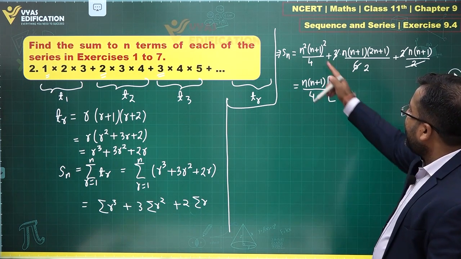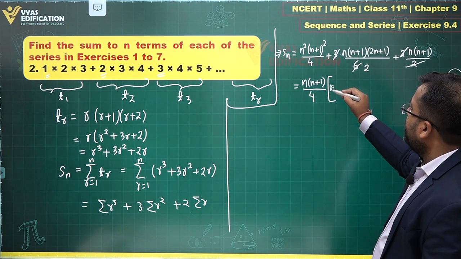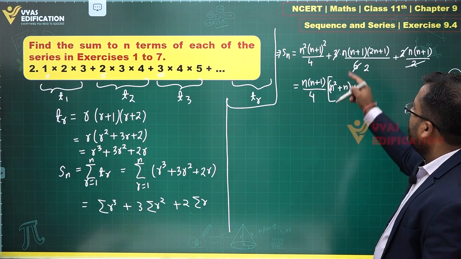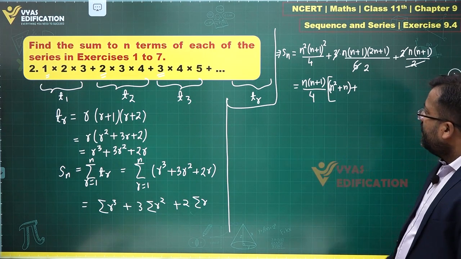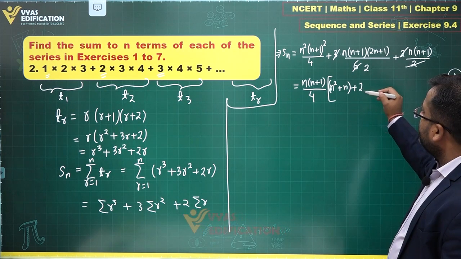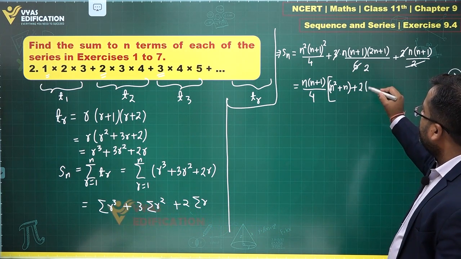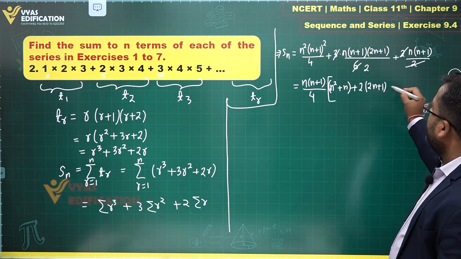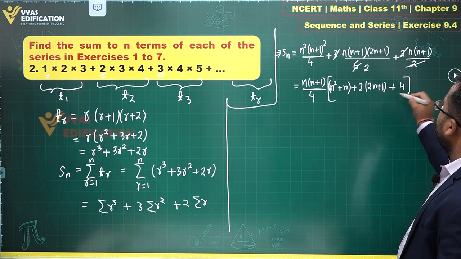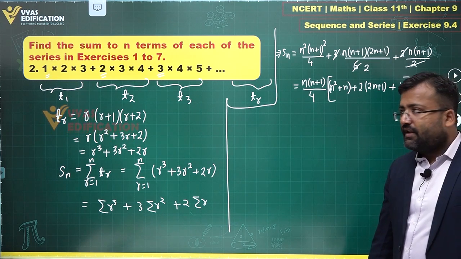What remains is n plus 1 from here, which is n square plus n. What remains from here? In the denominator you need to create 4, so you need to multiply with the 2 first of all. n plus 1 has gone, what remains is 2n plus 1, plus n plus 1 has gone, 4 was not there, so let's multiply with the 4. This is what you get.